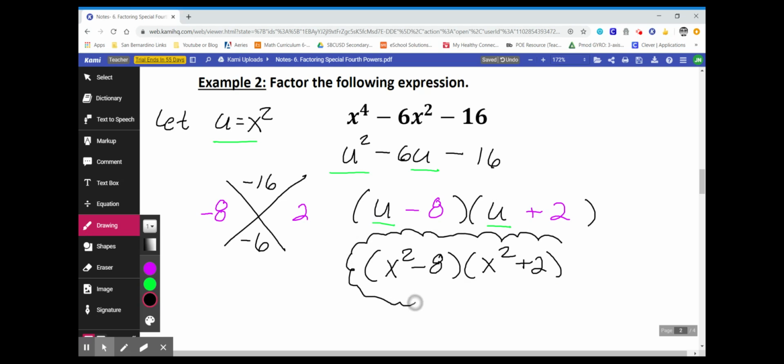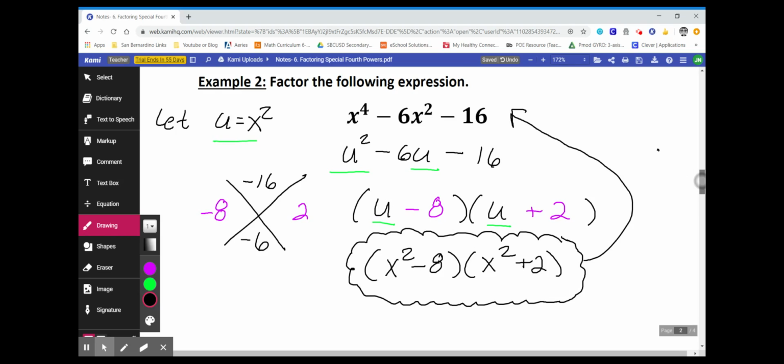Okay, now notice that I'm circling it as my final answer. The reason I'm doing that is because I know that I cannot break these up any further. This is not a difference of squares because 8 doesn't have a perfect square root. This is a sum of two terms, which I can't factor. So I'm pretty much done. If at any point you want to check your answer, you can always multiply this with the box. It should give you back your original problem. You should always check your answer if you're not sure.